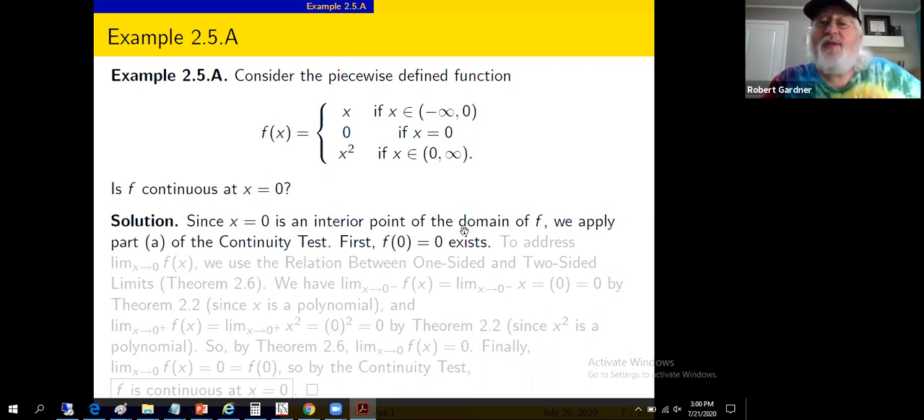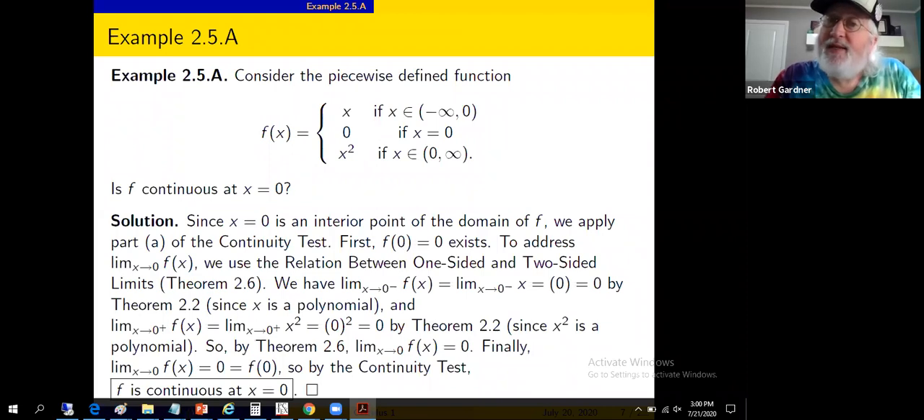x equals 0 is an interior point of the domain. It's defined for all real numbers. What happens when you plug 0 in? Which piece do you use? If x equals 0, we use this piece. So when we put 0 in, we get 0 out, because that's the definition of the function at 0. So if we're talking continuity at 0, we need to check to see if the function exists at 0. Check. We need to see if the limit exists. And then we'll need to see if those two things are the same.